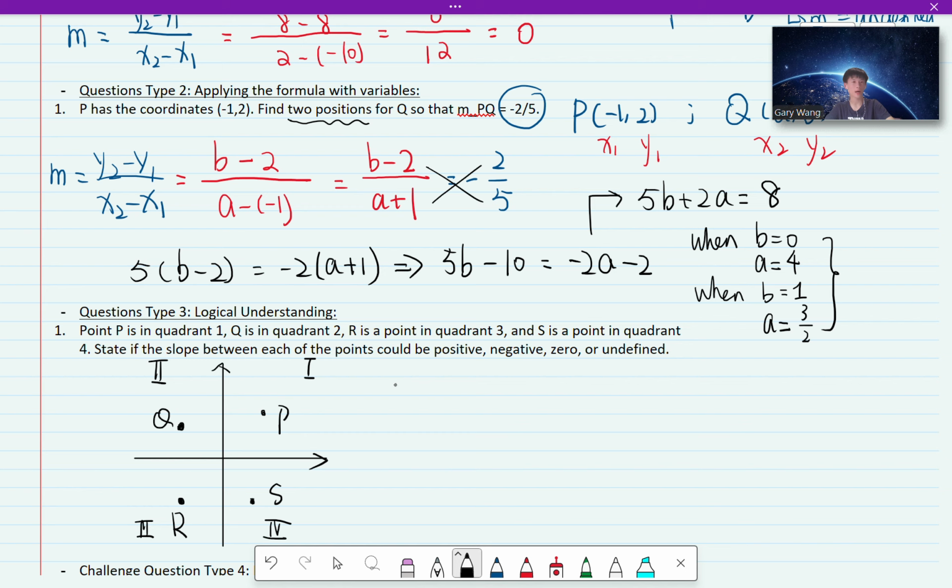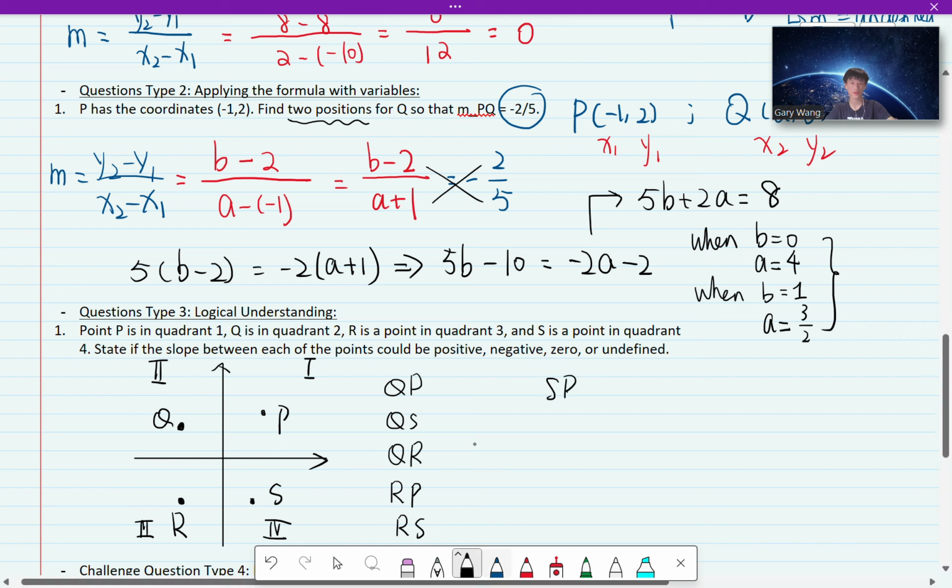We have a few possibilities for the potential line segments that we can form with these 4 points. We can do QP, QS, QR, RP, RS, and SP. So let's take a look at each of them. So first, QP. How can we do this in a very efficient manner?